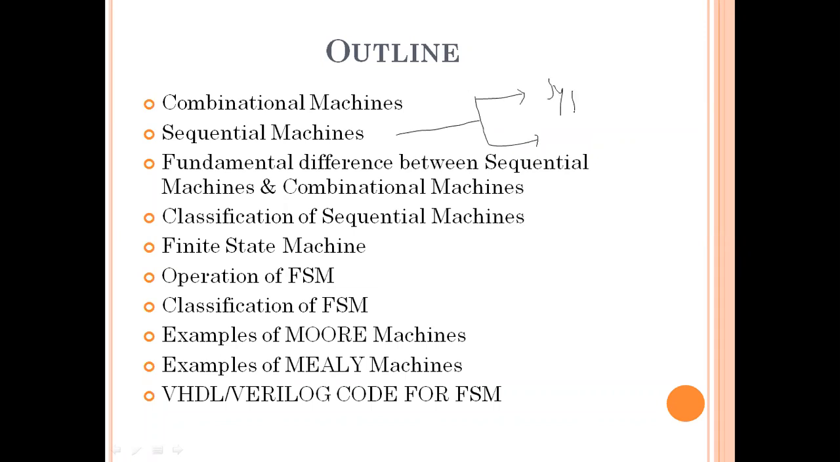synchronous and asynchronous. Synchronous. Okay, who will tell me what is the difference between synchronous and asynchronous?